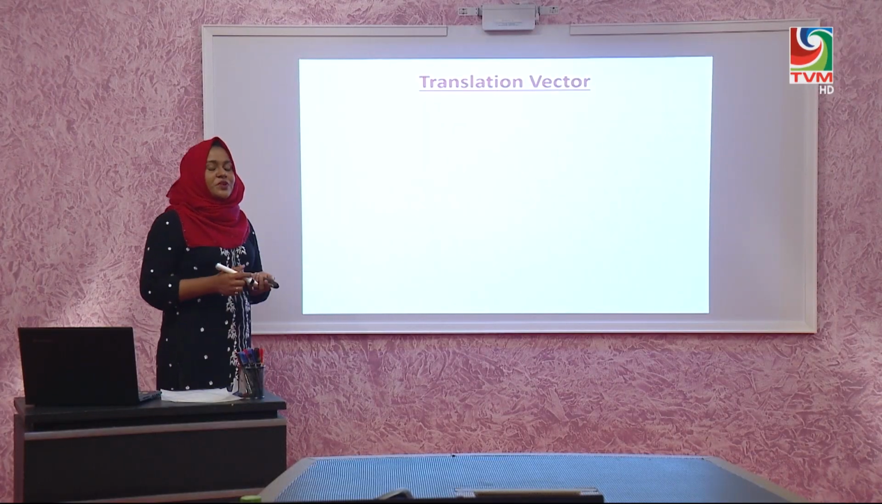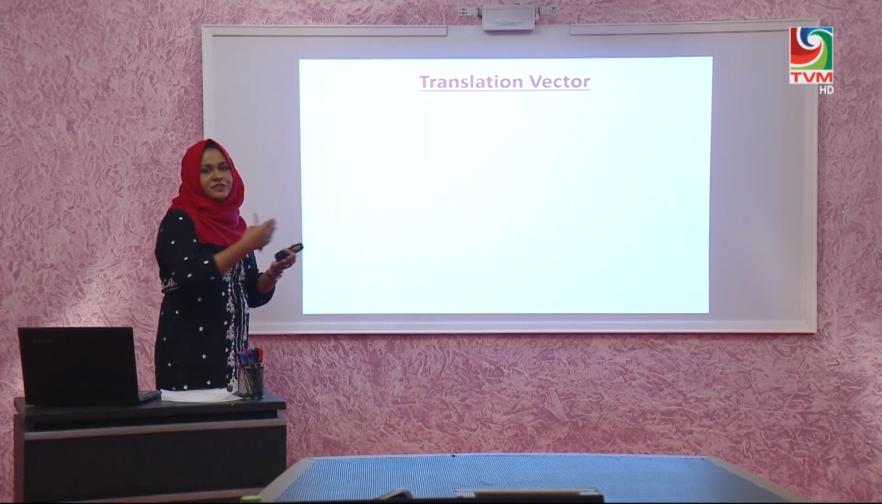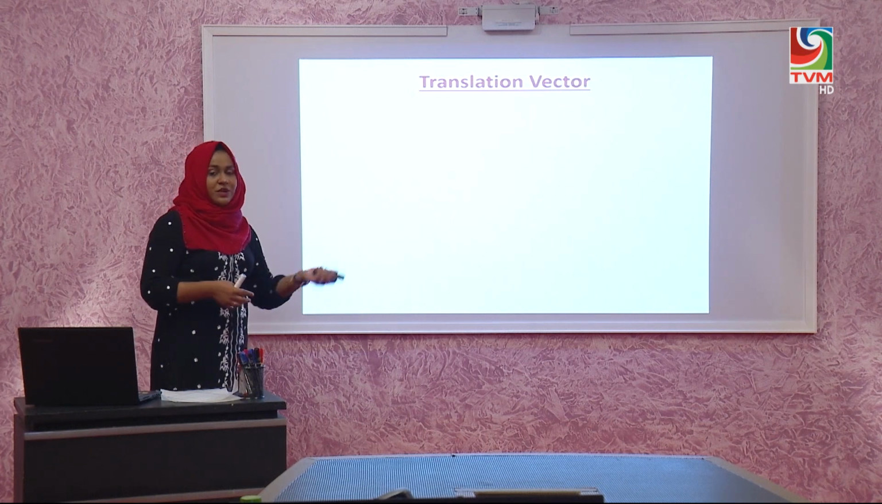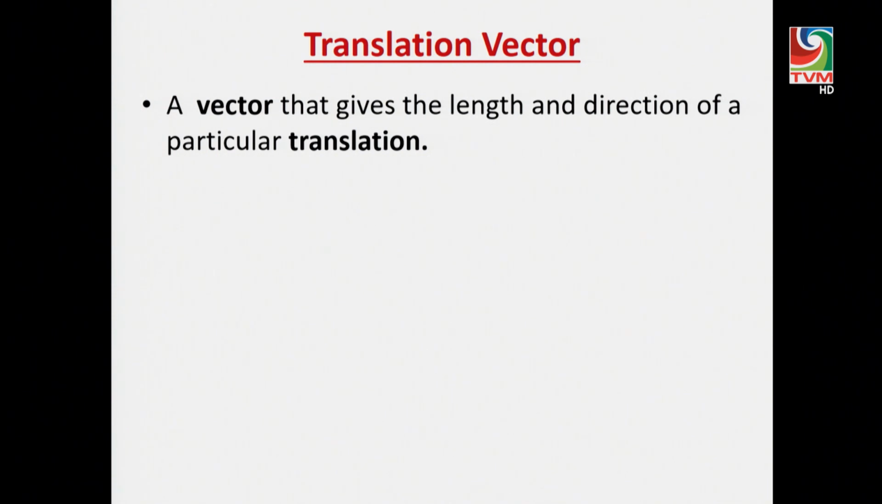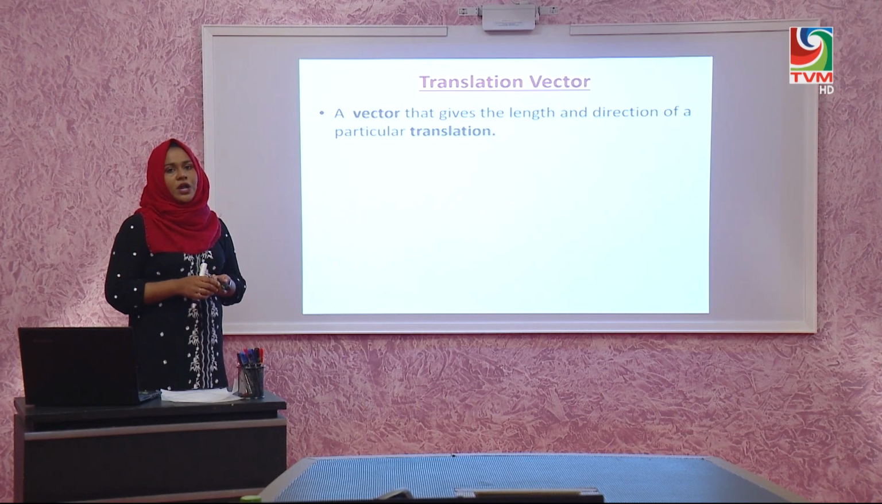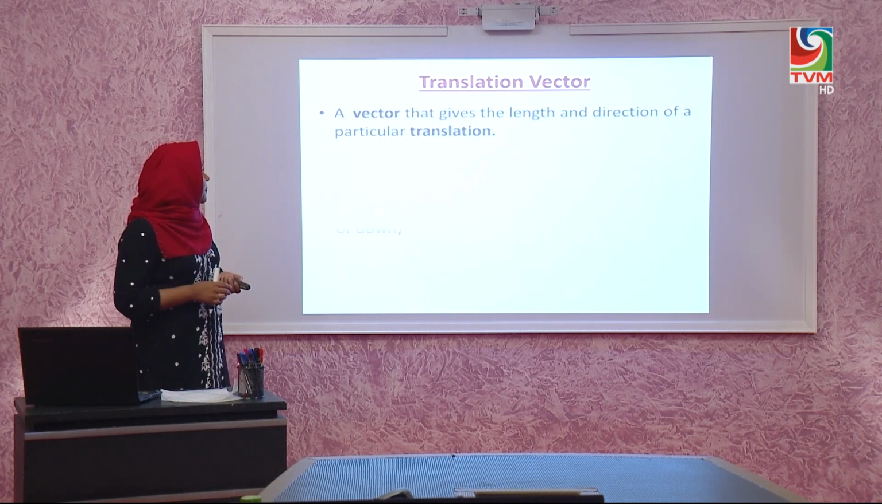In IGCSE, we will not be given the movement as "move this shape 5 squares to the right, 5 squares to the left, 2 squares down." It won't be given that way. All we are given is a translation vector. So the translation vector is very important if we want to draw a translation. A translation vector is a vector that gives the length and direction of a particular translation. So, if you are given a translation vector, it will tell you how and where to move your object.